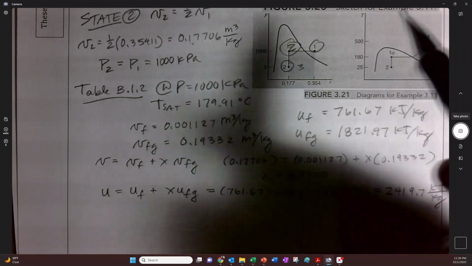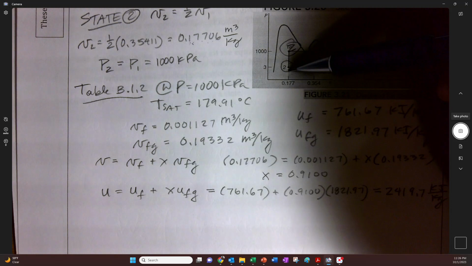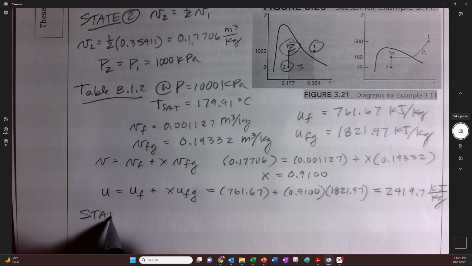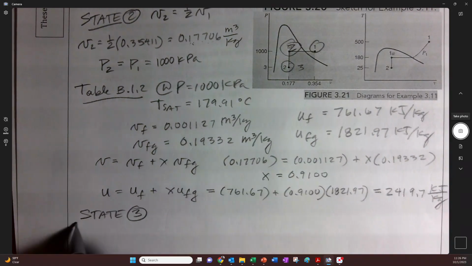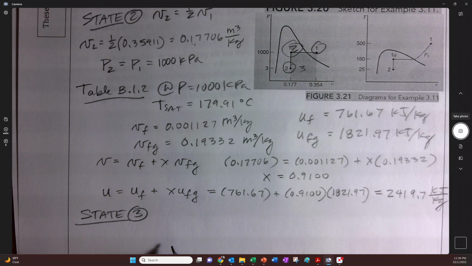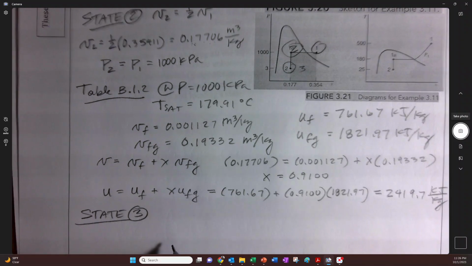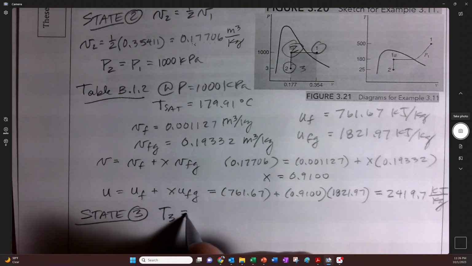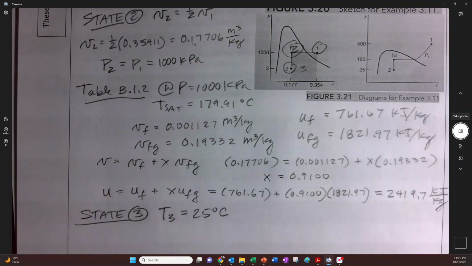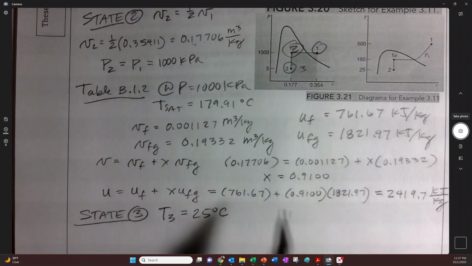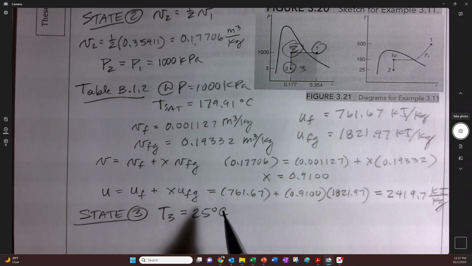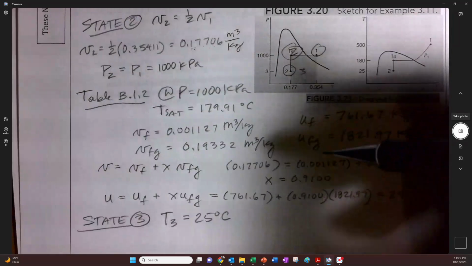So it's going to go from here straight down, keeping constant volume. So state 3: T3 is equal to 25 degrees Celsius. So they're going to cool it down. It went to right around 180 degrees, and now we're going to be at a constant volume, and it's just going to keep on dipping down.